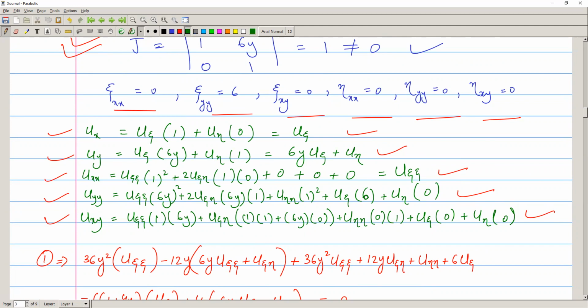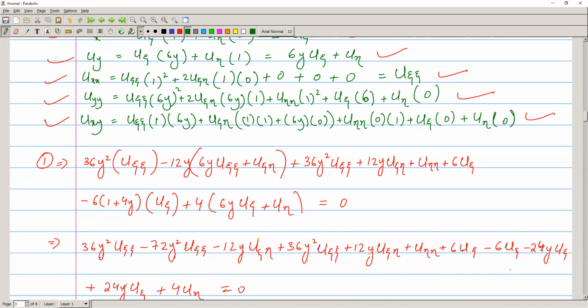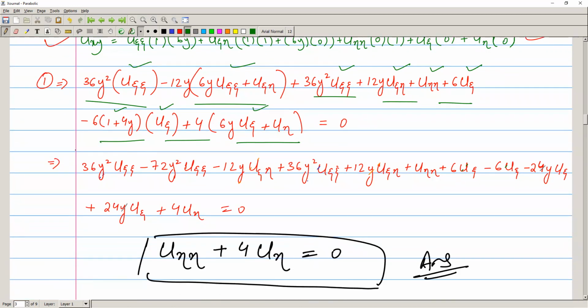Now we will put all these values in the original equation. That's equation number 1, and equation number 1 implies this, and this, and again this whole equation. We just plug in the values. These are the values of ux, uxx, uy, uyy, uxy. Then we simplify and expand, and we cancel out everything that we can cancel out.